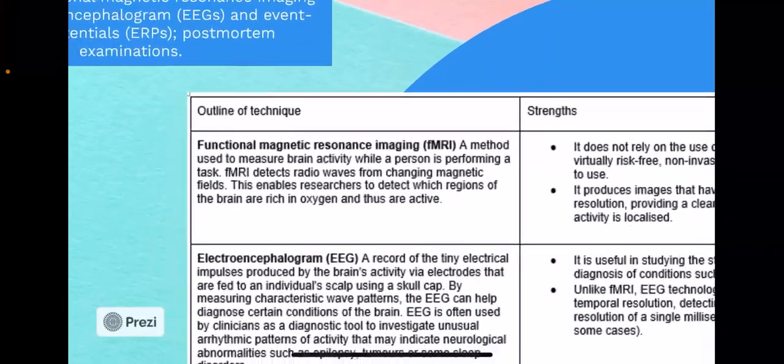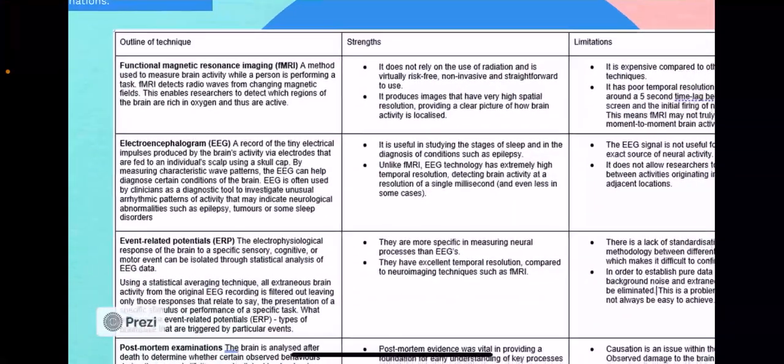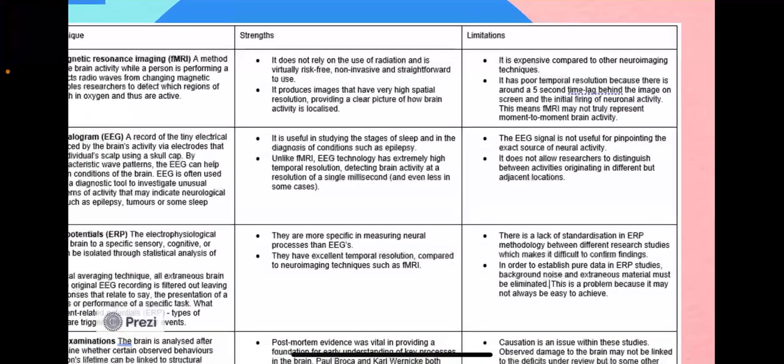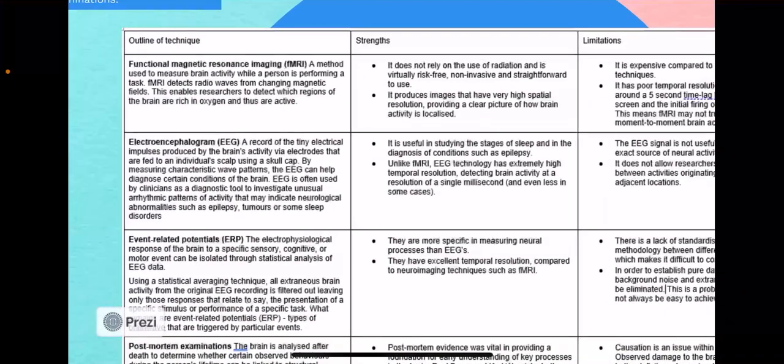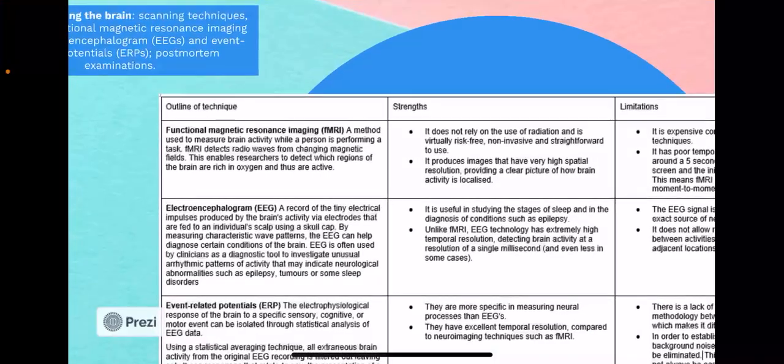So I think the best way to revise this is as a table. So I'll go through the table for each of the techniques. So we've got an outline of the technique, strengths and limitations for each of the techniques.